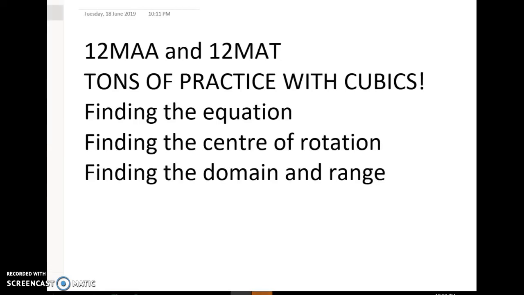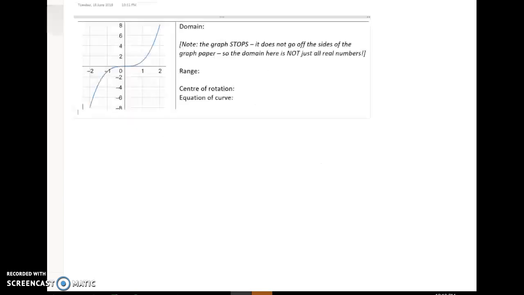This video is going to give you tons and tons of practice with cubics. Lots of you have probably done this little worksheet in class, but I thought it was worth making a video of it because it goes over a whole lot of basic stuff: how to find the equation, how to find the center of rotation, and the domain and range for each one. So let's have a wee look.